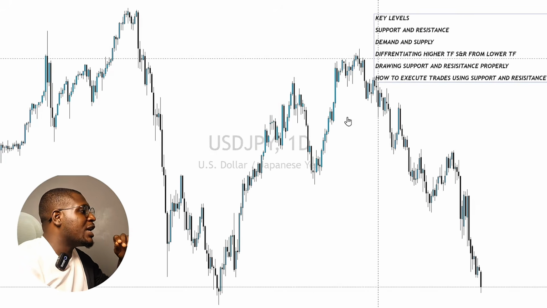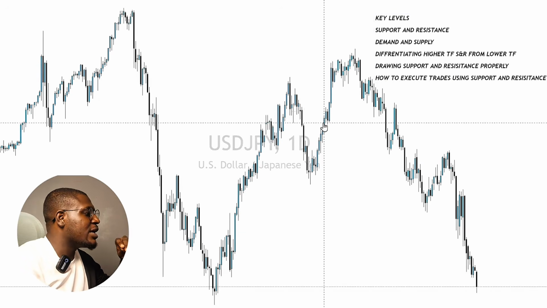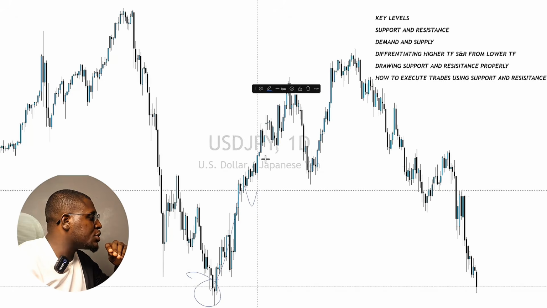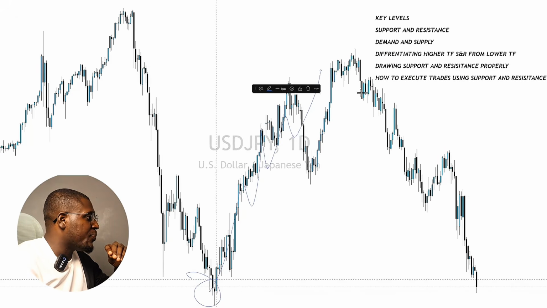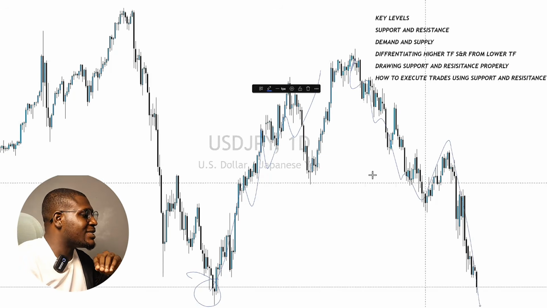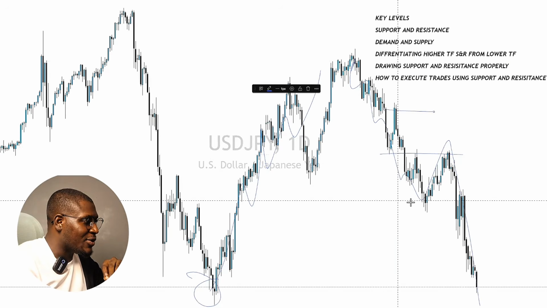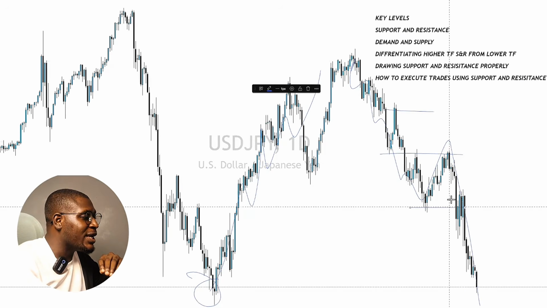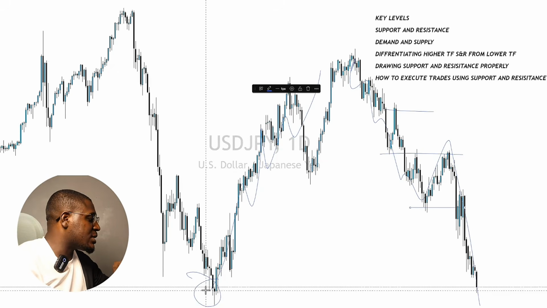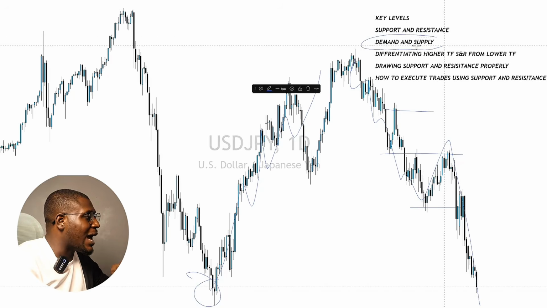So the difference between the higher time frame support and resistance and the lower time frame support and resistance is that one is responsible for altering the course of a trend, whereas the lower time frame support and resistance is responsible for continuing the trend, or works better when we're looking at the trend. So the higher time frame support and resistance can also be identified as the basic demand and supply.